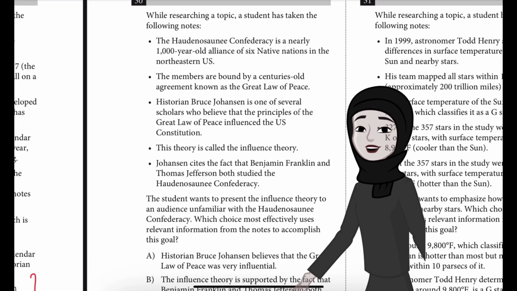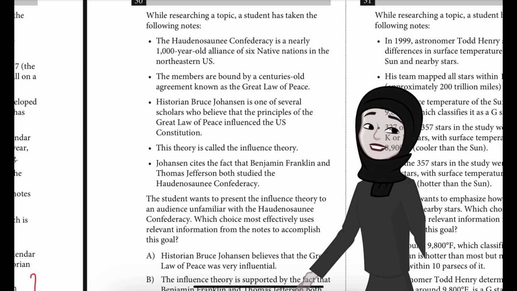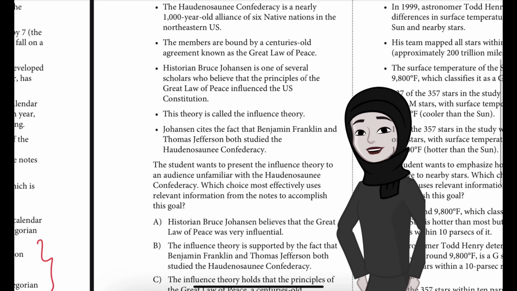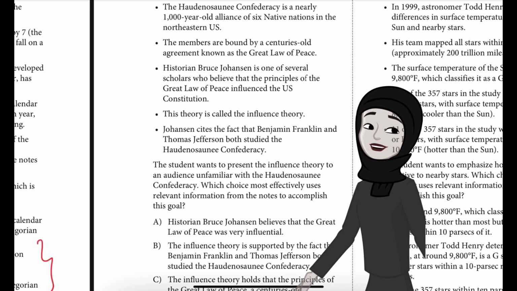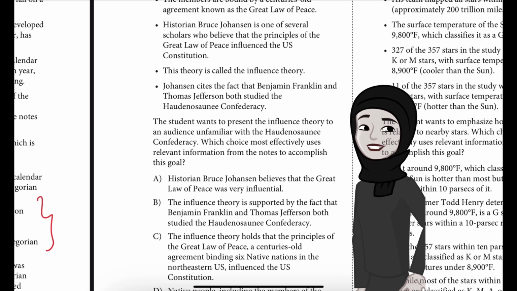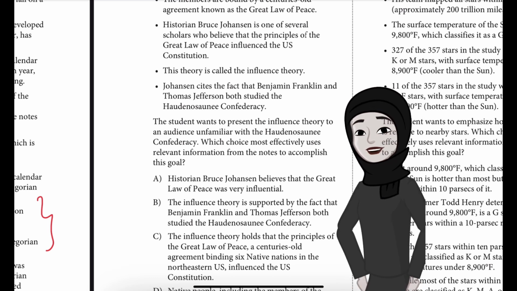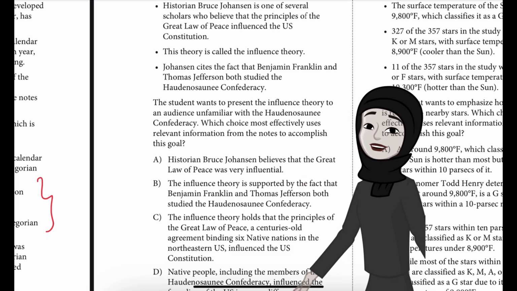Historian Bruce Johansen is one of several scholars who believe that the principles of the Great Law of Peace influenced the US Constitution. This theory is called the influence theory. Johansen cites the fact that Benjamin Franklin and Thomas Jefferson both studied the Haudenosaunee Confederacy. The student wants to present the influence theory to an audience unfamiliar with the Haudenosaunee Confederacy. Which choice most effectively uses relevant information from the notes to accomplish this goal?